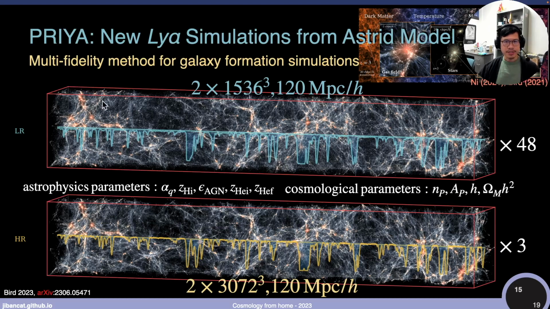In the PRIYA simulation, we have two different resolutions. Since this is a galaxy formation simulation suite, we include supernova feedback, black hole feedback, and reionizations, including both hydrogen and helium. One special thing about the Astrid simulation model is that we have dynamical friction for the black holes, which gives you a more physical trajectory of the black holes in large-volume cosmological simulations compared to other simulations that usually use repositioning of the black holes.